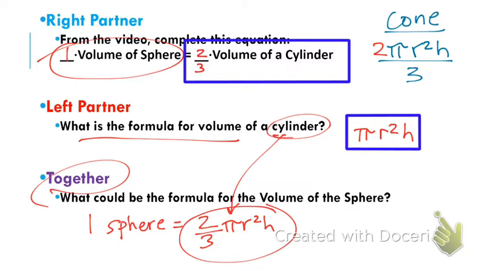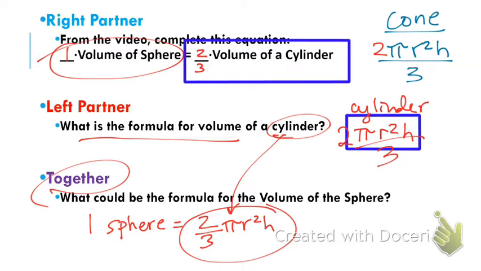Okay, so super easy. The only formula you got to remember is the formula for the cylinder. Okay, from the cylinder, we divide it by 3 to get the cone. Then we multiply it by 2 to get the sphere. Okay, so everything derives from the formula of a cylinder.